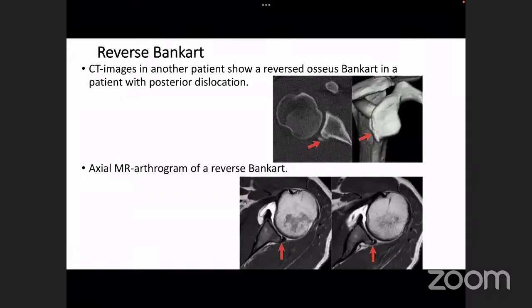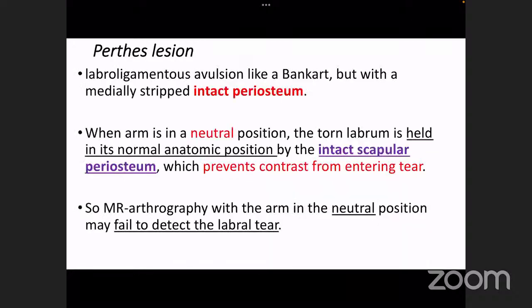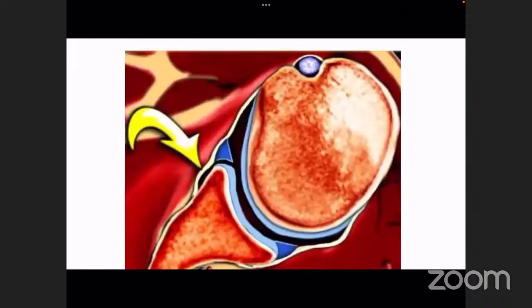Reverse Bankart, as I mentioned before, occurs whenever you have a posterior dislocation, and CT images can be very helpful in order to diagnose these injuries. The Perthes lesion is another entity of labral ligamentous avulsion, like a Bankart lesion, but with medial stripping and intact periosteum. With the arm in neutral position, the torn labrum is held in normal anatomical position by the intact scapular periosteum, so it prevents the contrast from entering the tear. And this is an example of it.